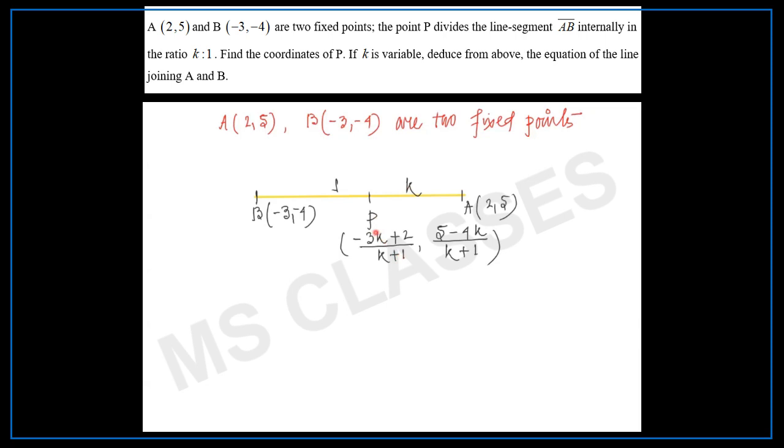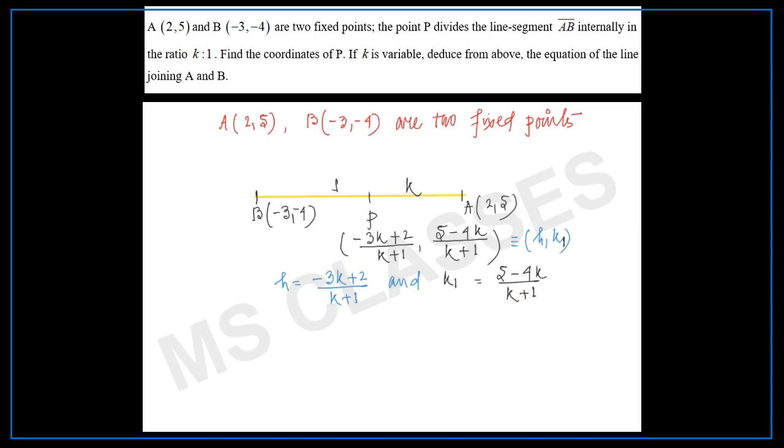How? At first we consider this as (h, k1). Now if it is h, that means h equals (-3k + 2) by (k + 1). And since we already have the ratio as k, it is better if we take this one as k1. So k1 equals (5 - 4k) by (k + 1). Now we have to find the algebraic relation between h and k1, by eliminating k from these two equations.